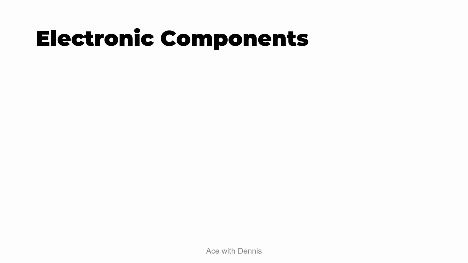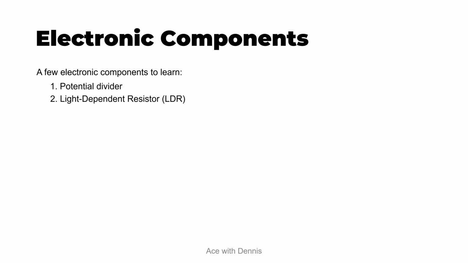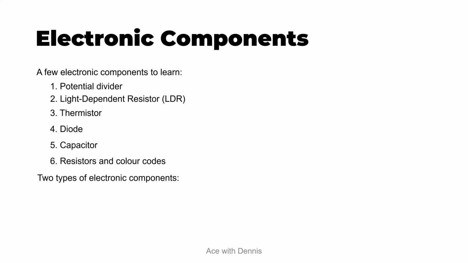In this section, we discuss electronic components. There are a few electronic components to learn. The first is potential divider, followed by light dependent resistor LDR, then thermistor, diode, capacitor, and finally resistors and color codes. There are two types of electronic components, which are passive electronic components and active electronic components.